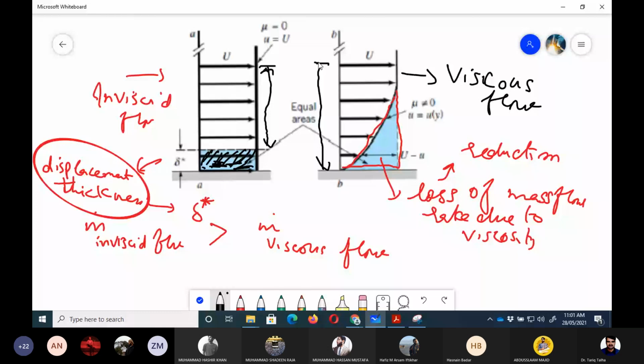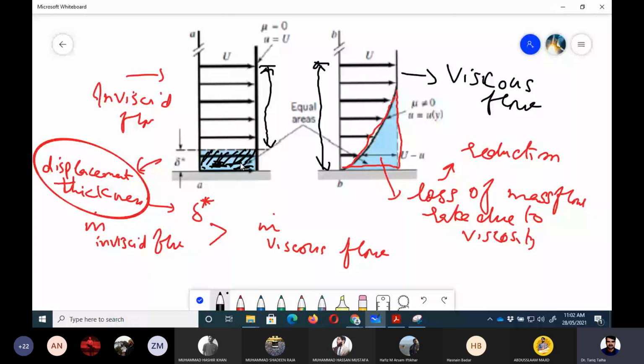Now, because we have increased the thickness of that plate, it means that the mass flow rate of the inviscid flow would become equal to the mass flow rate of viscous flow. Because now you can see that for the inviscid flow, the area for the flow has been less. So displacement thickness is the thickness which we need to add to the solid surface in order to make the mass flow rate equal to the actual viscous flow.